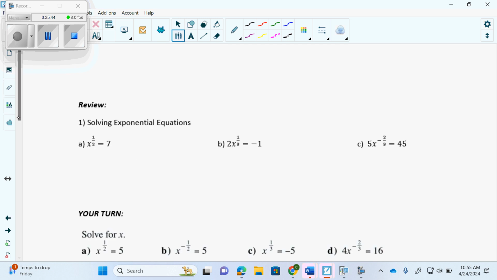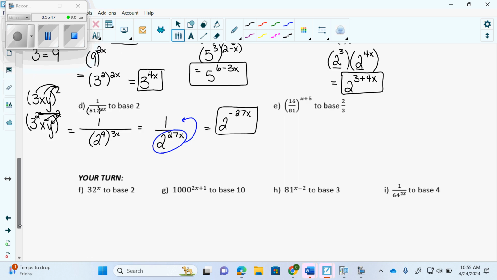Let's go back. Last one we're going to look at. 16 and 81. I want it to be a base 2/3. So I have to figure out 2/3 to the what gets me 16 over 81. Could I just deal with the 2 first? Could I say 2 to what power gets me 16? Go that route. So 2 to what power gets me 16? 4. So I'm really hoping that 2 over 3 to the 4 gets me 16 over 81, correct?